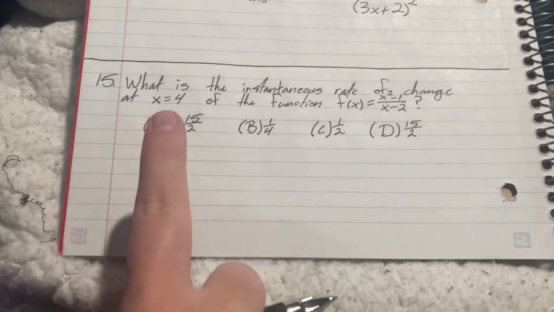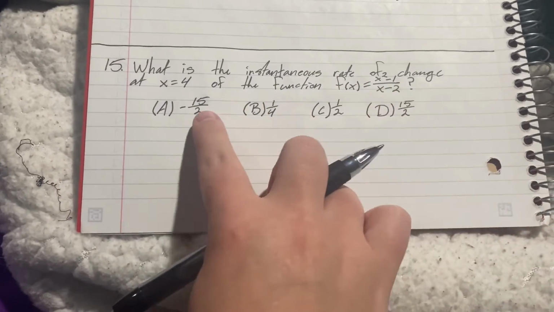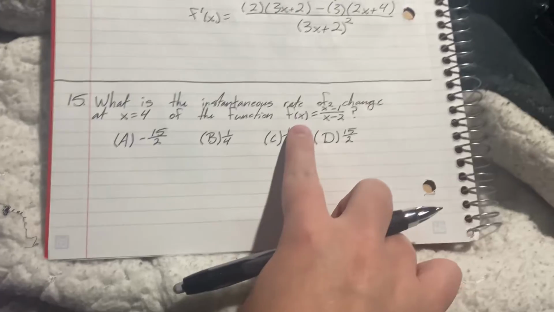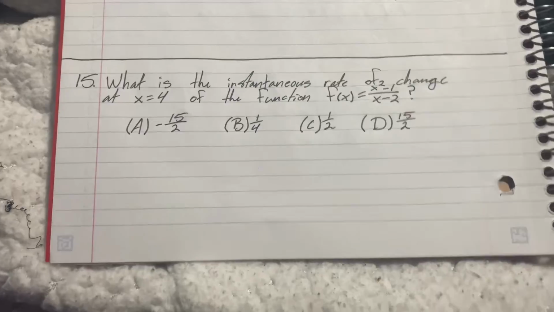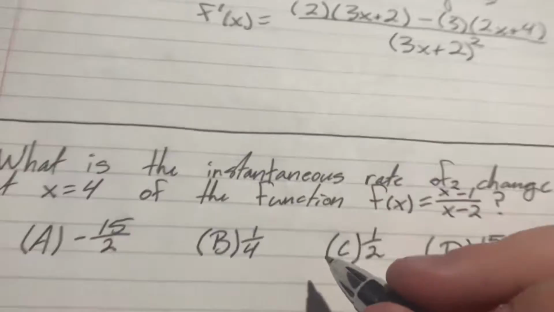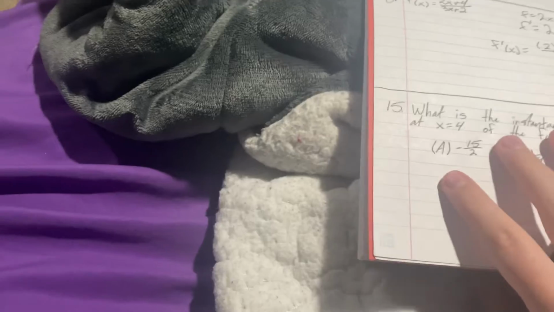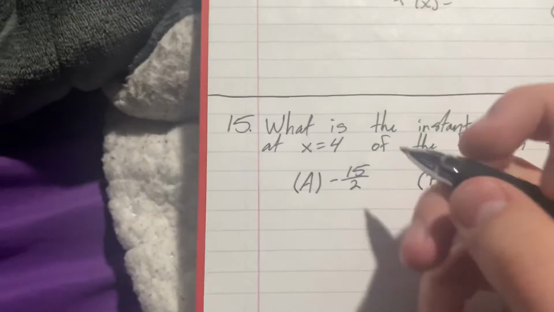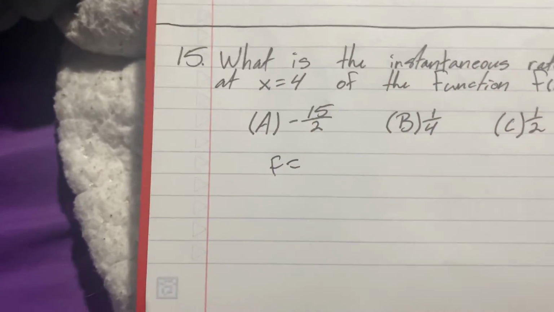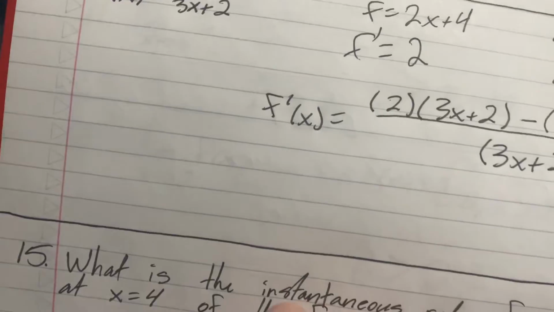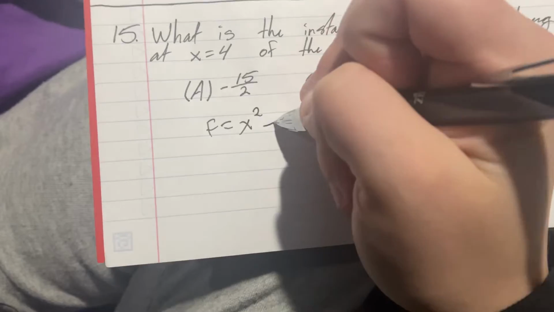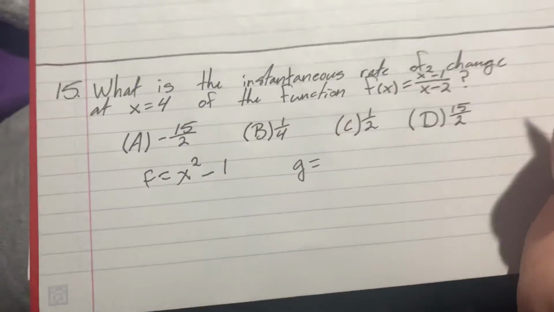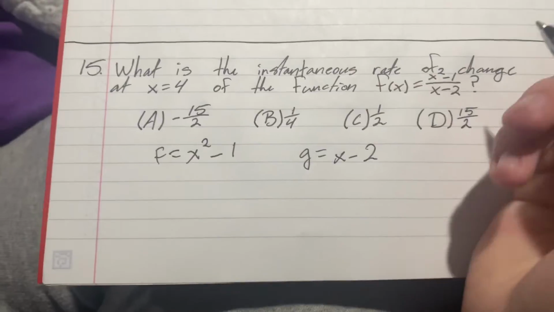Number 15 is asking what the instantaneous rate of change is at x equals 4 for the function f of x, x squared minus 1 all over x minus 2. For this instance, the instantaneous rate of change is asking what the derivative is. So we can use the quotient rule for this. So f will be equal to x squared minus 1. So x squared minus 1, g is equal to x minus 2.